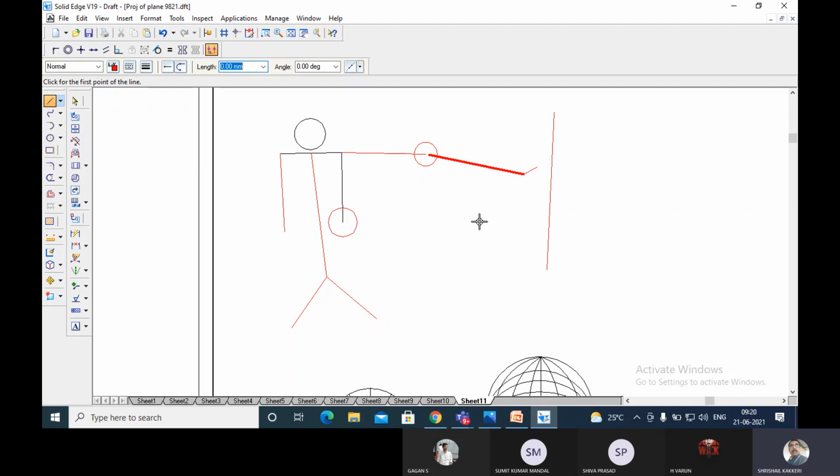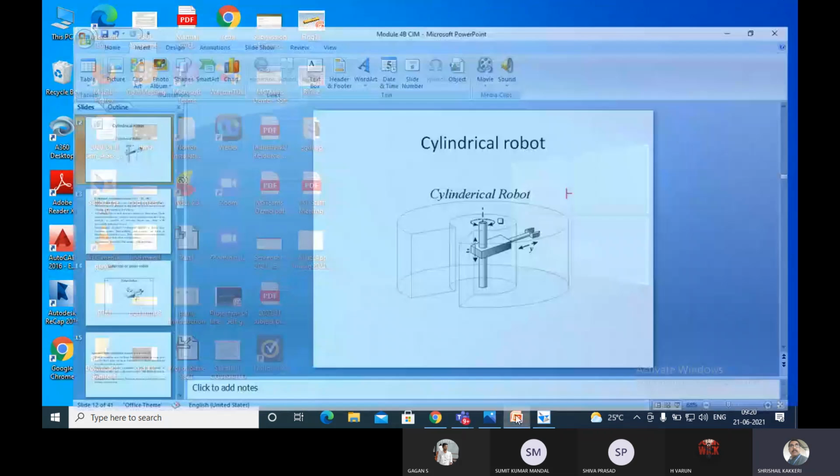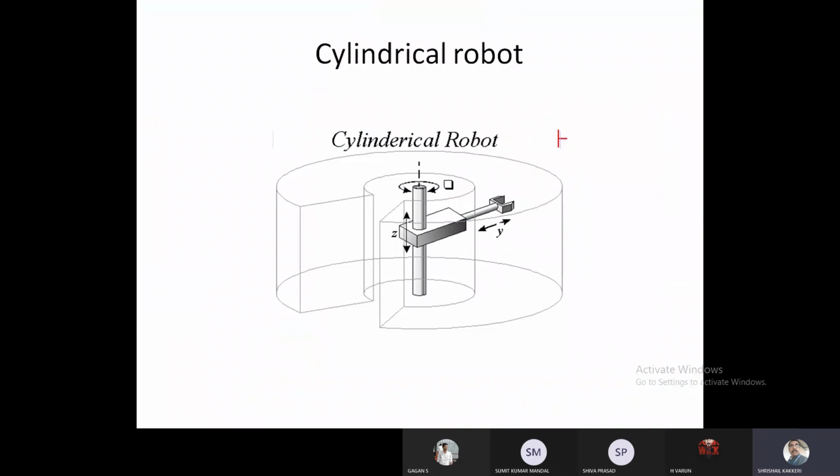No, it is not possible. The accuracy and repeatability will not be good once the arm is extended more. You understood my point? So here also, the mechanical stability of these robots is not good enough as compared to the Cartesian coordinate robot.